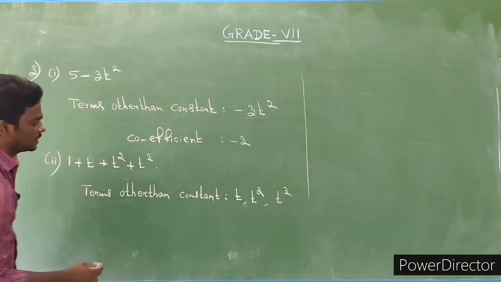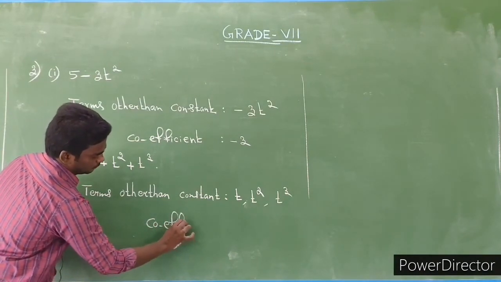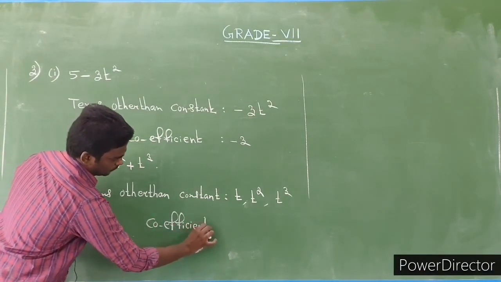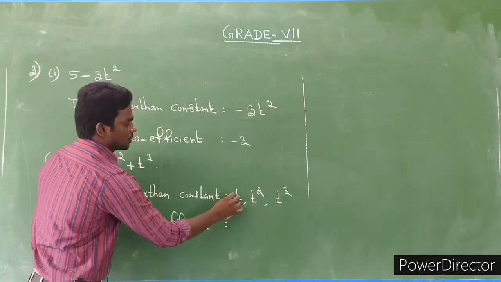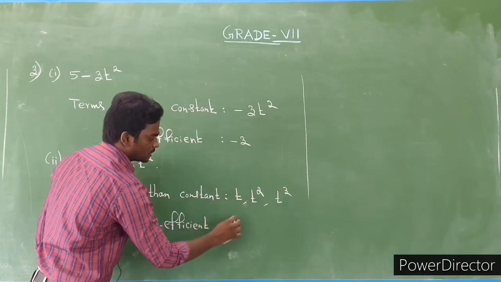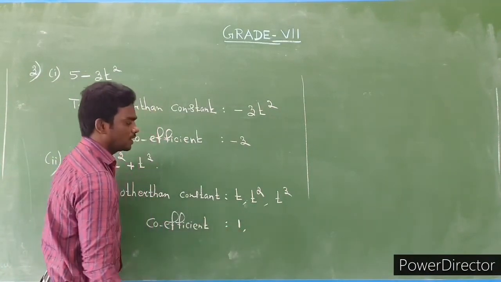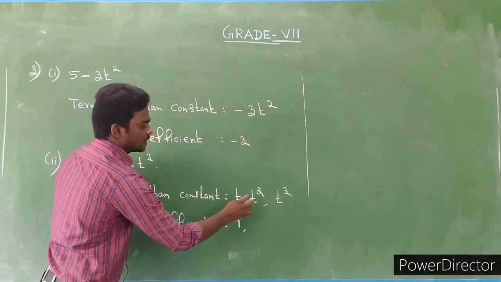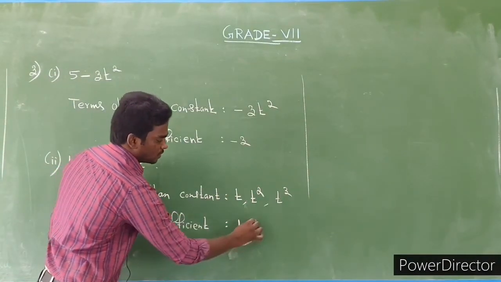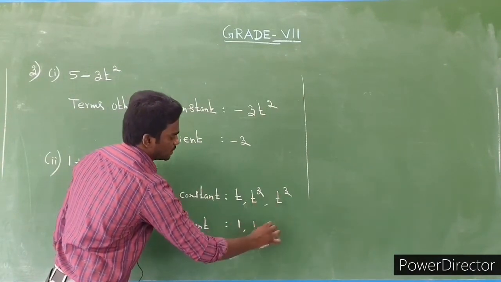So what is the coefficient here? Here t is multiplied by how many times? t is multiplied by 1. t means 1 into t. So the coefficient of t is 1. And t square is written as 1 into t square, so the coefficient of t square is 1. And the coefficient of t cube is also 1.